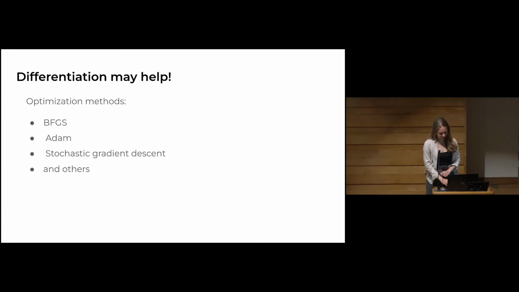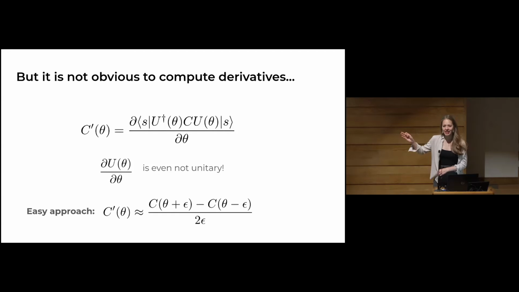But here is the problem. It was already not obvious how to compute the function itself, the cost function itself. And when we try to do the derivative, things only get worse, because the derivative of a parameterized unitary transformation is not promised to be unitary. So how do we do it in quantum hardware?